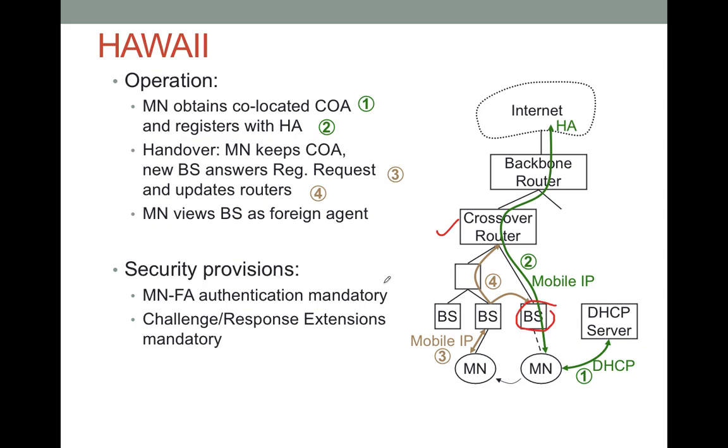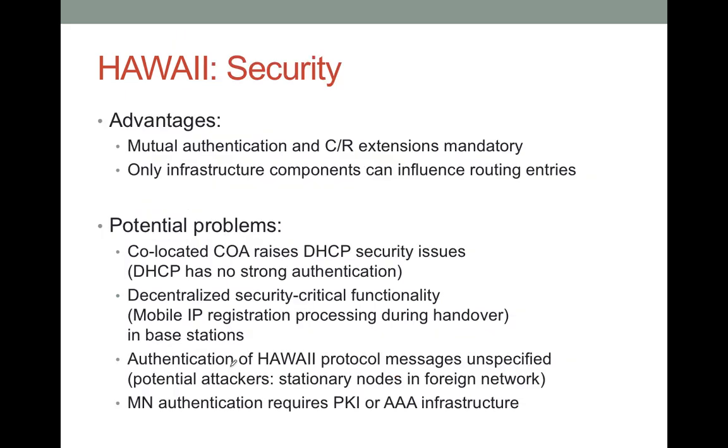In terms of security provision, mobile node and foreign agent authentication is mandatory. So they're using the challenge response extension, which is mandatory. Challenge response means that if you are asked, for example, what is your name, what is your password, then you type the password. That is what is called challenge and response. The advantage of Hawaii security is mutual authentication and mandatory challenge and response extension. Only infrastructure components can influence routing entries.